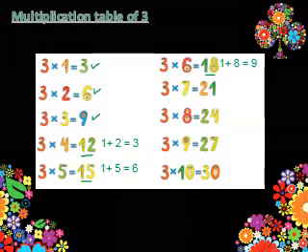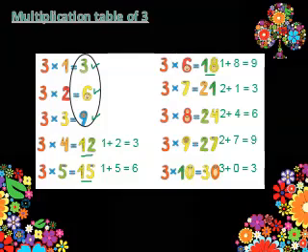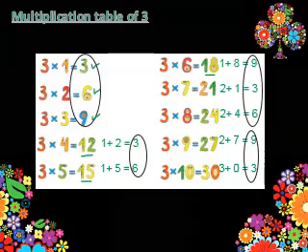Now 21: if you add 2 plus 1, you are going to get 3. 24: if you add 2 and 4, you are going to get 6. 27: it's 9. And 3 plus 0 is 3. So what you can see now is 3, 6, 9, 3, 6, 9. Okay, what does that mean?